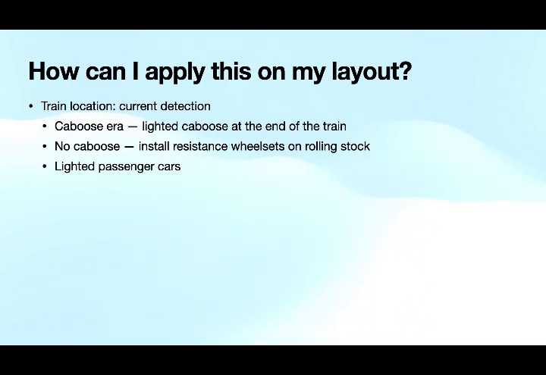For train location, current detection, like the railway. Caboose era, you have a lighted caboose at the end of the train, so the locomotive moves into the next block. Our caboose is still in the current block here, so our block remains occupied. A bit of a problem though in the era after they dropped cabooses. We need to install resistance wheels. It's on rolling stock. Passenger trains get lighted passenger cars.